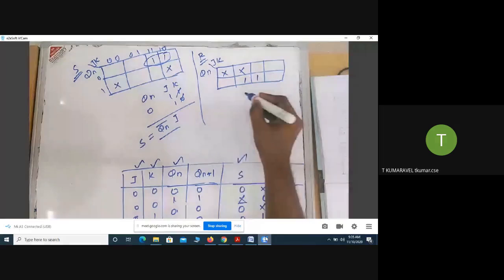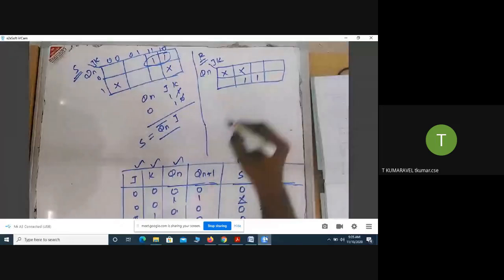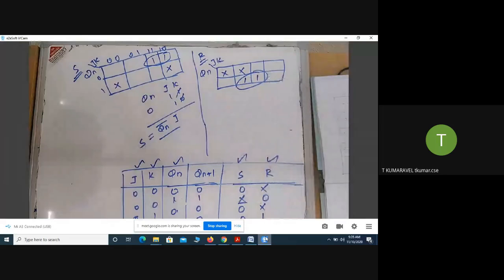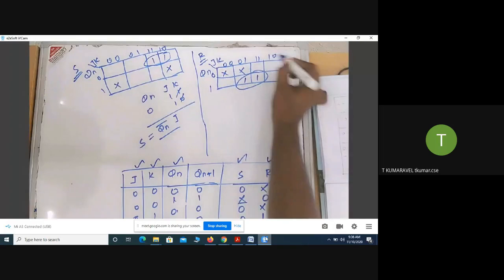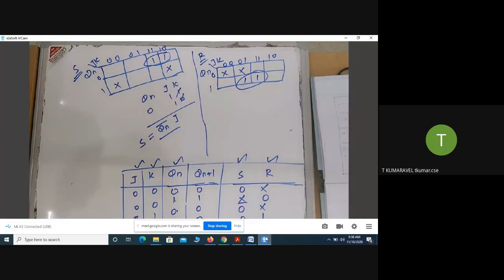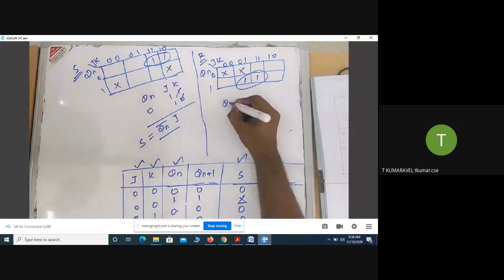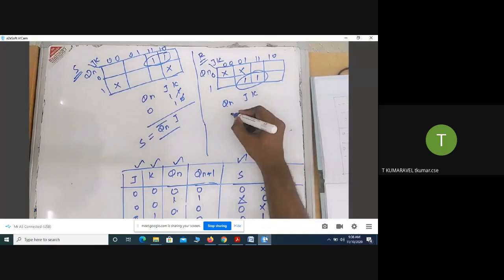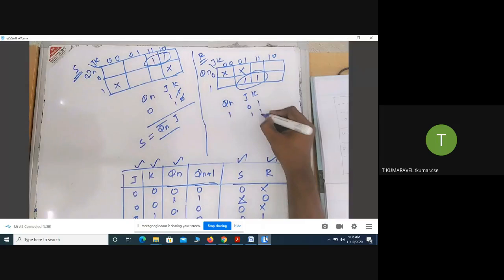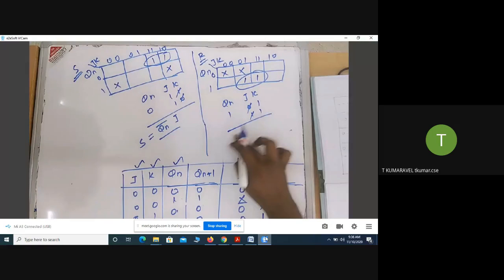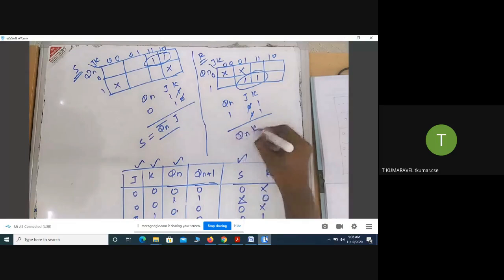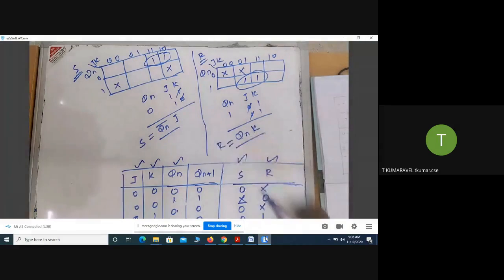After that, you should perform mapping. The maximum size of grouping is a pair, with 0, 0, 0, 1, 1, 1, 1, 0. If I'm minimizing it, what happens? Qn JK 1, 0, 1, 1, 1. This cancels, leaving Qn K. This is the equation for R.